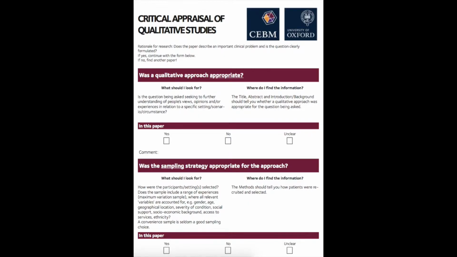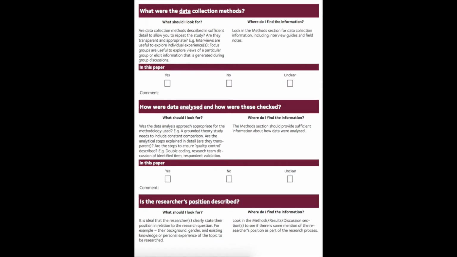For the CEBM Critical Appraisal Tool, specific questions are outlined to ensure a qualitative study. Was a qualitative approach appropriate? Is the question being asked seeking to further understanding of people's views, opinions, and/or experiences in relation to a specific setting, scenario, or circumstance? Was the sampling strategy appropriate for the approach? How were the participants or settings selected? Does the sample include a range of experiences where all relevant variables are accounted for?